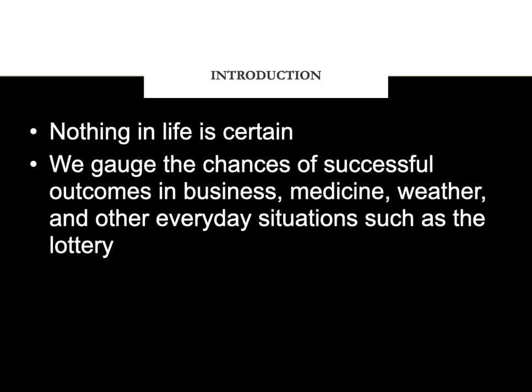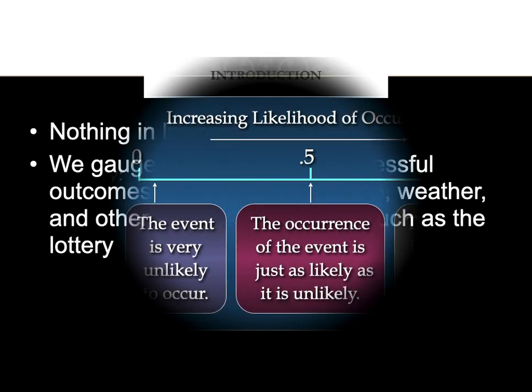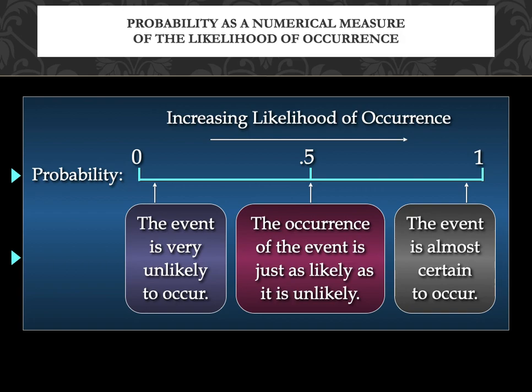That's why we gauge the chances of successful outcomes, may it be in the field of business, medicine, or even in the field of weather, for example, and other everyday situations, such as, let's say, you bet in the lottery. And we look at probability as a numerical measure of the likelihood of occurrence.